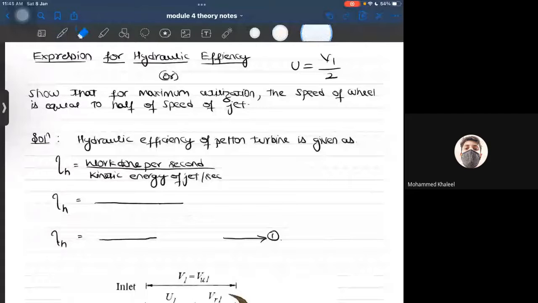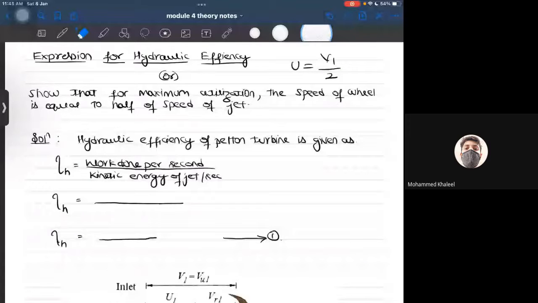For every turbine there would be a condition where the maximum efficiency can be achieved. So for a Pelton wheel, you have to prove that the condition to have the highest efficiency is U equals V1 by 2. Let us see how to derive this particular condition.